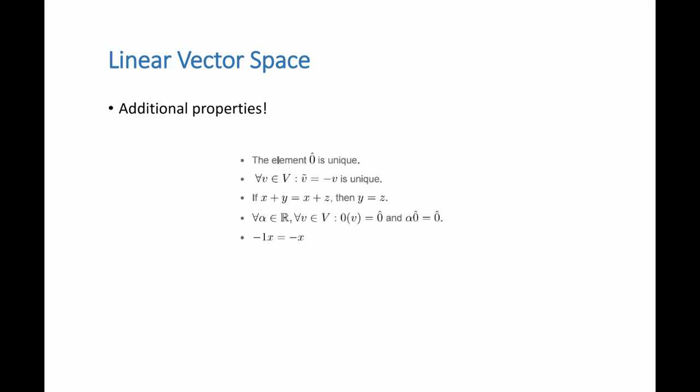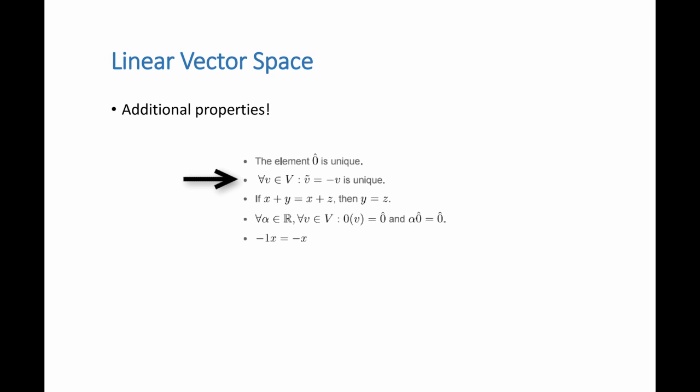Additional properties that can be proven the same way are that the negative element is unique. If I add x to y and x to z, and if both are equal, then y has to be equal to z. If I multiply 0 by any vector, I get the zero vector. And if I multiply any scalar by the zero vector, I get the zero vector. And finally, negative 1 multiplied by the vector x is equal to negative x.